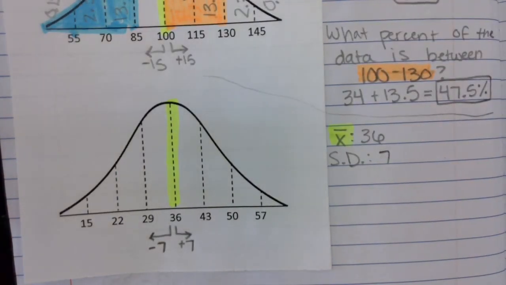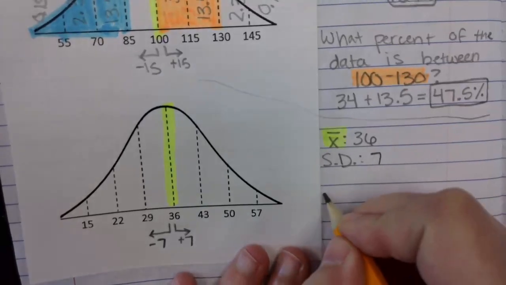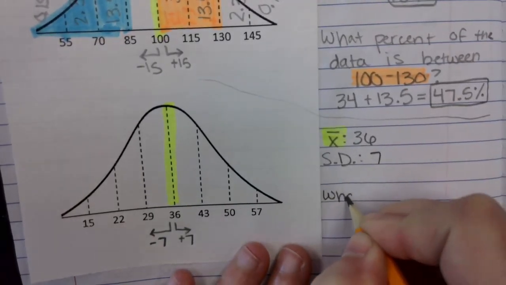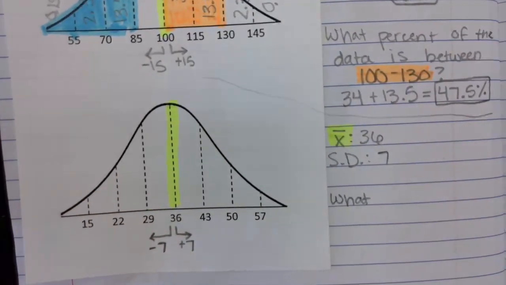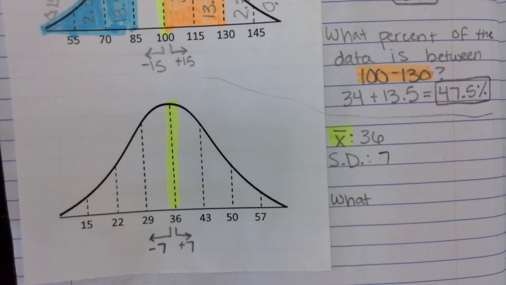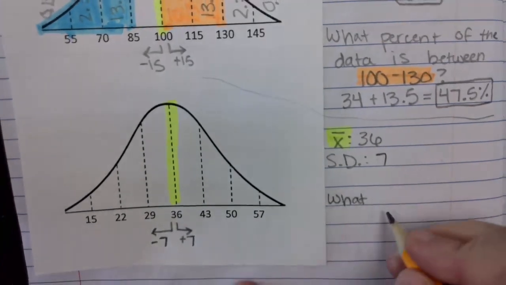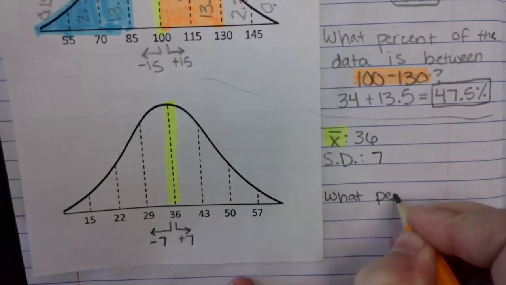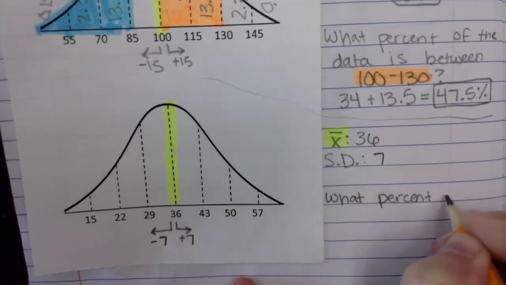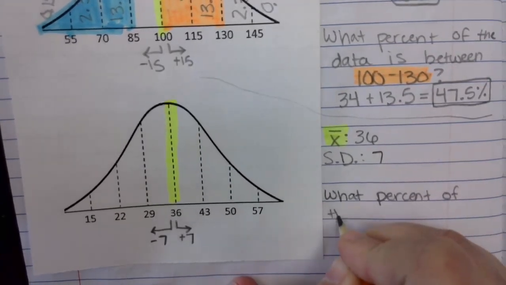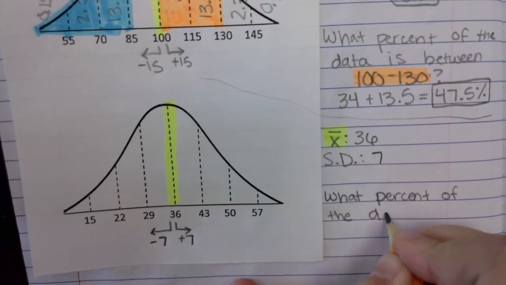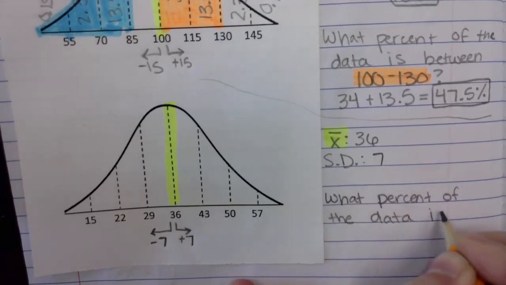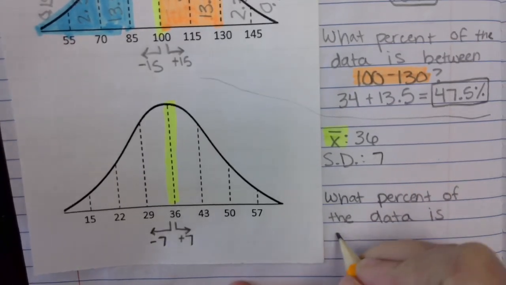All right. Last question for our notes to round out this year. Aww. Last example of the whole year. So sad. What percent of the data is greater than 29?